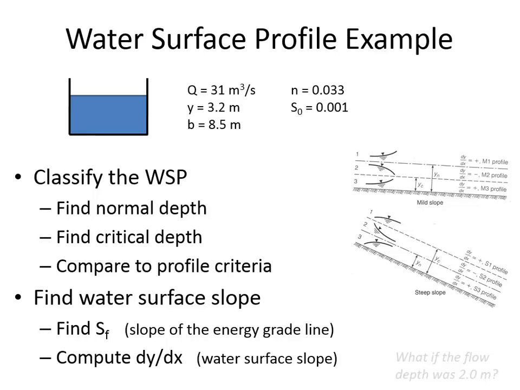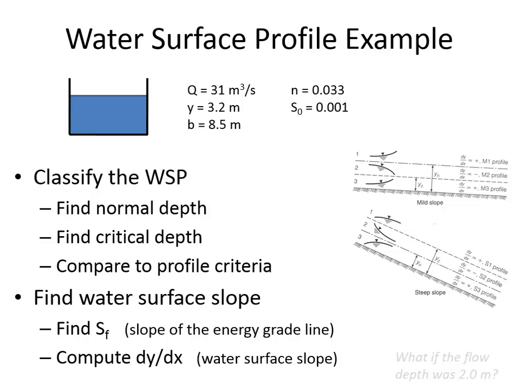And the cross-sectional area is 8.5 times 3.2, and that is to the 5/3 power. And all of that is being squared. So the slope of the energy grade line, S sub F, is 0.000634.